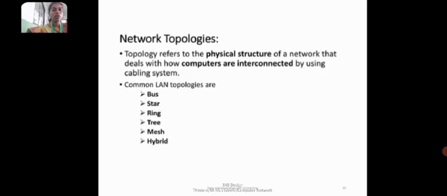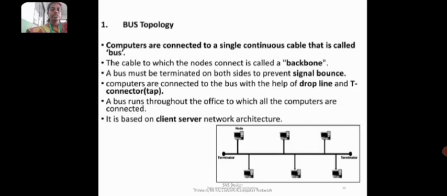Next, we can see about network topologies. Topology refers to the physical structure of the network that deals with how computers are interconnected using a cabling system. Common LAN topologies are bus, star topology, ring topology, tree topology, mesh topology and hybrid topology.